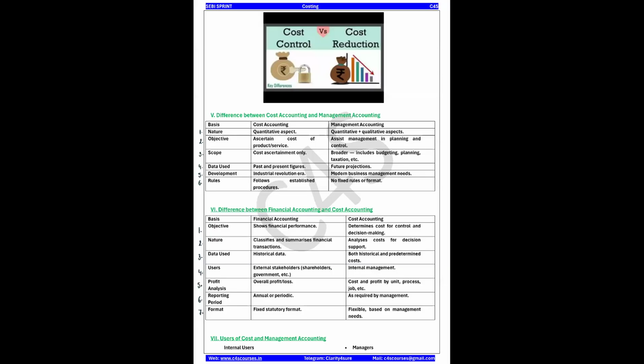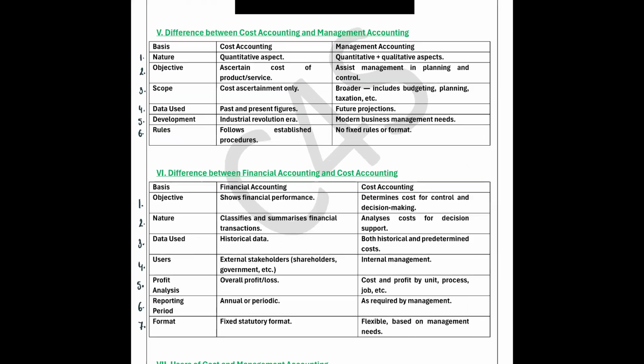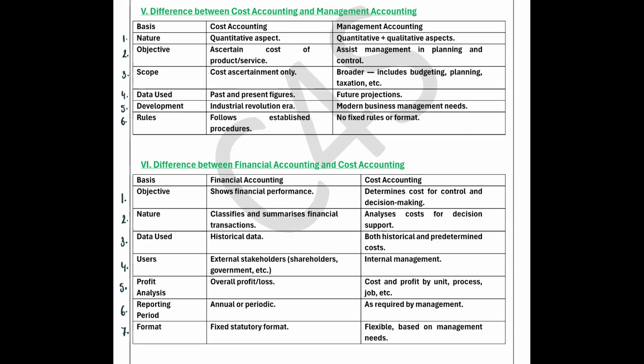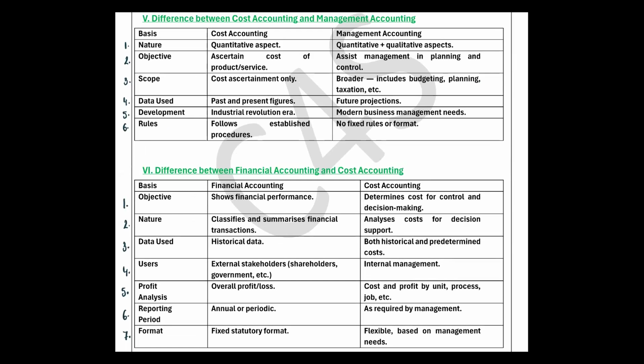Now we will talk about cost accounting and management accounting. What is the difference between cost accounting and management accounting? Basically this is also broader. We have divided it into 6 parts, the basis on which cost accounting and management accounting differ. The first ones are nature, objective, scope, data used, development, and rules. Is it clear? So you should know.